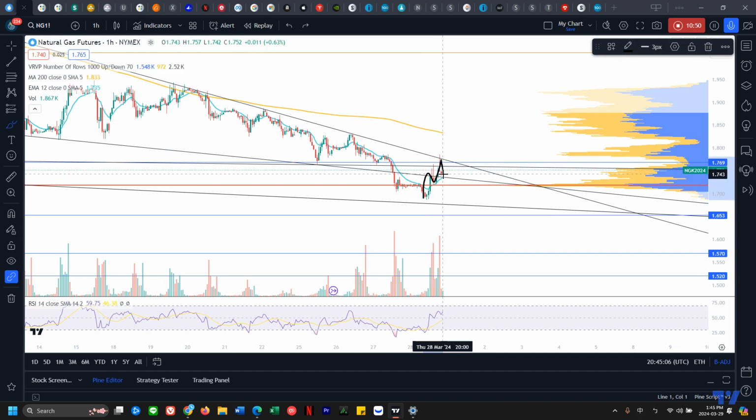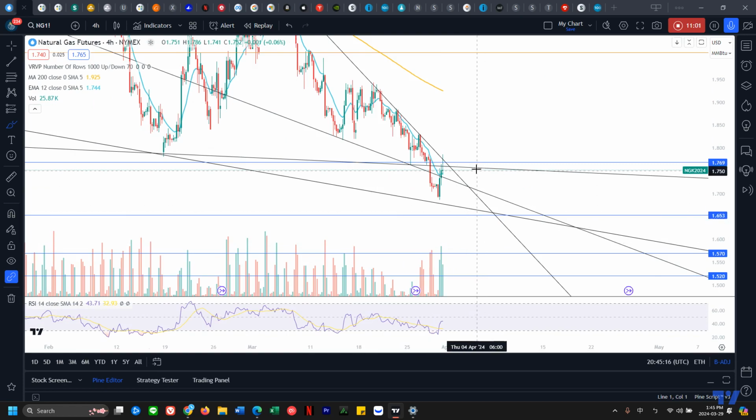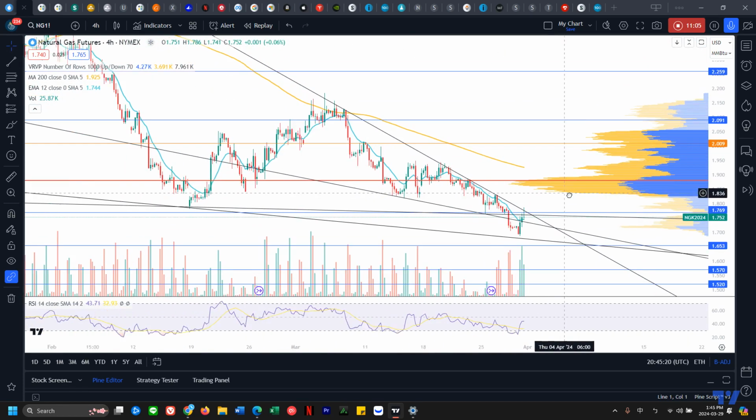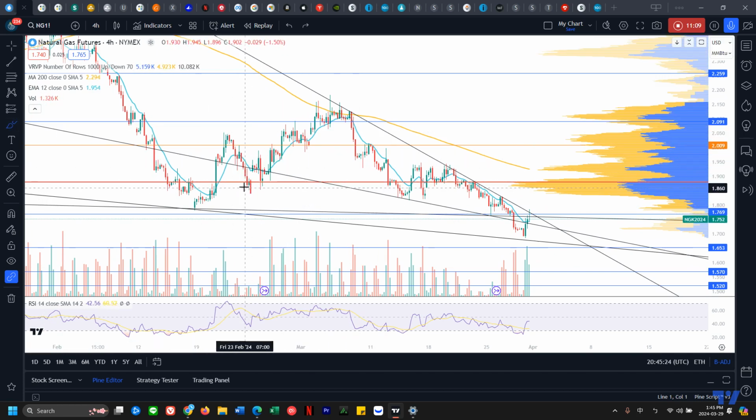So we pulled back again. Let's see if this can continue and make a higher high again above this high. So now we have the hourly uptrend on a 4-hour chart. As you guys can see, we have not confirmed a 4-hour uptrend since over here. This is a 4-hour uptrend.